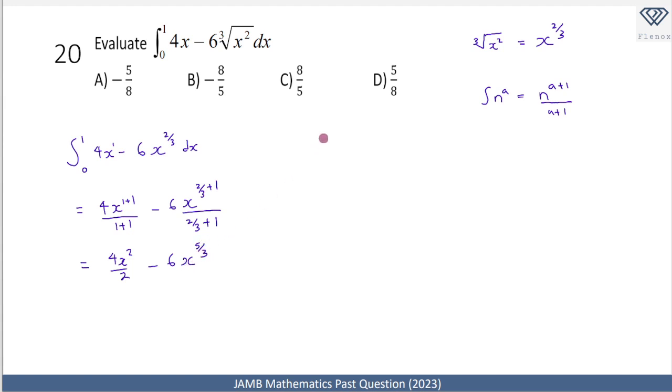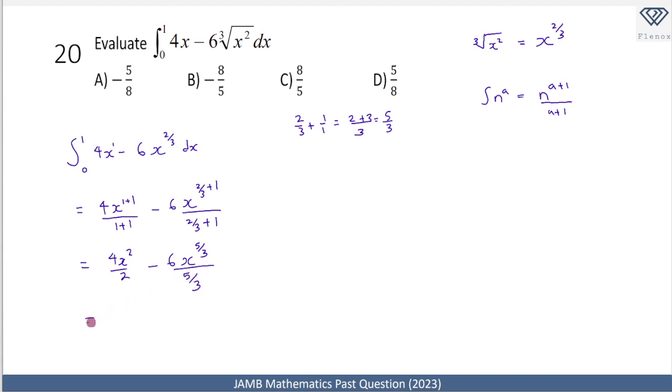Just for completeness, this is how I got 5 over 3. 2 over 3 plus 1 over 1, which is 1. The LCM is 3. 3 divided by 3 is 1 times 2 is 2. 3 divided by 1 is 3 times 1 is 3. And that is 2 plus 3 over 3, which is 5 over 3. So 2 over 3 plus 1 is 5 over 3. And that is why I got 5 over 3, then divided by 5 over 3.